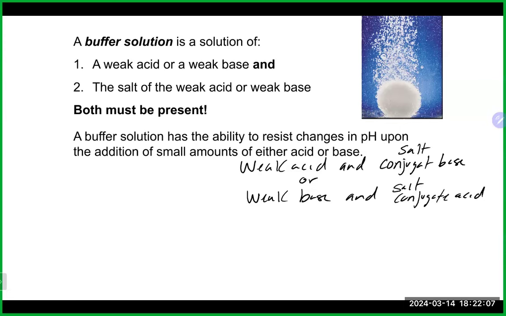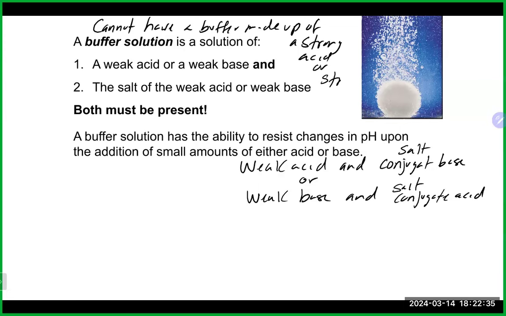So what is the relationship between those two things? It is what I was just talking about, the Bronsted-Lowry definition. It should only be one H plus difference between those two things. And they do have to be weak. You cannot have a buffer that's made up of a strong acid or strong base, because it cannot be.